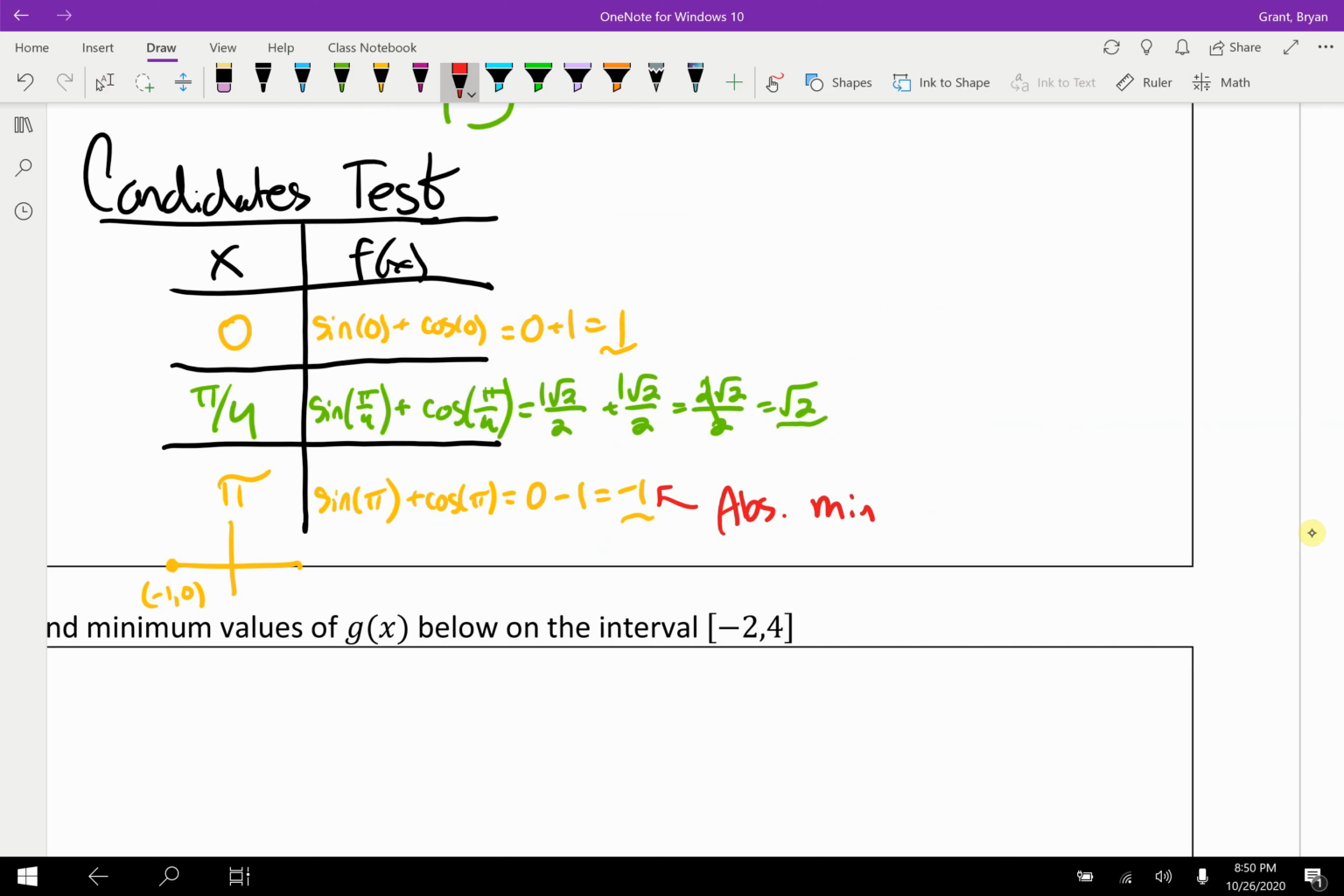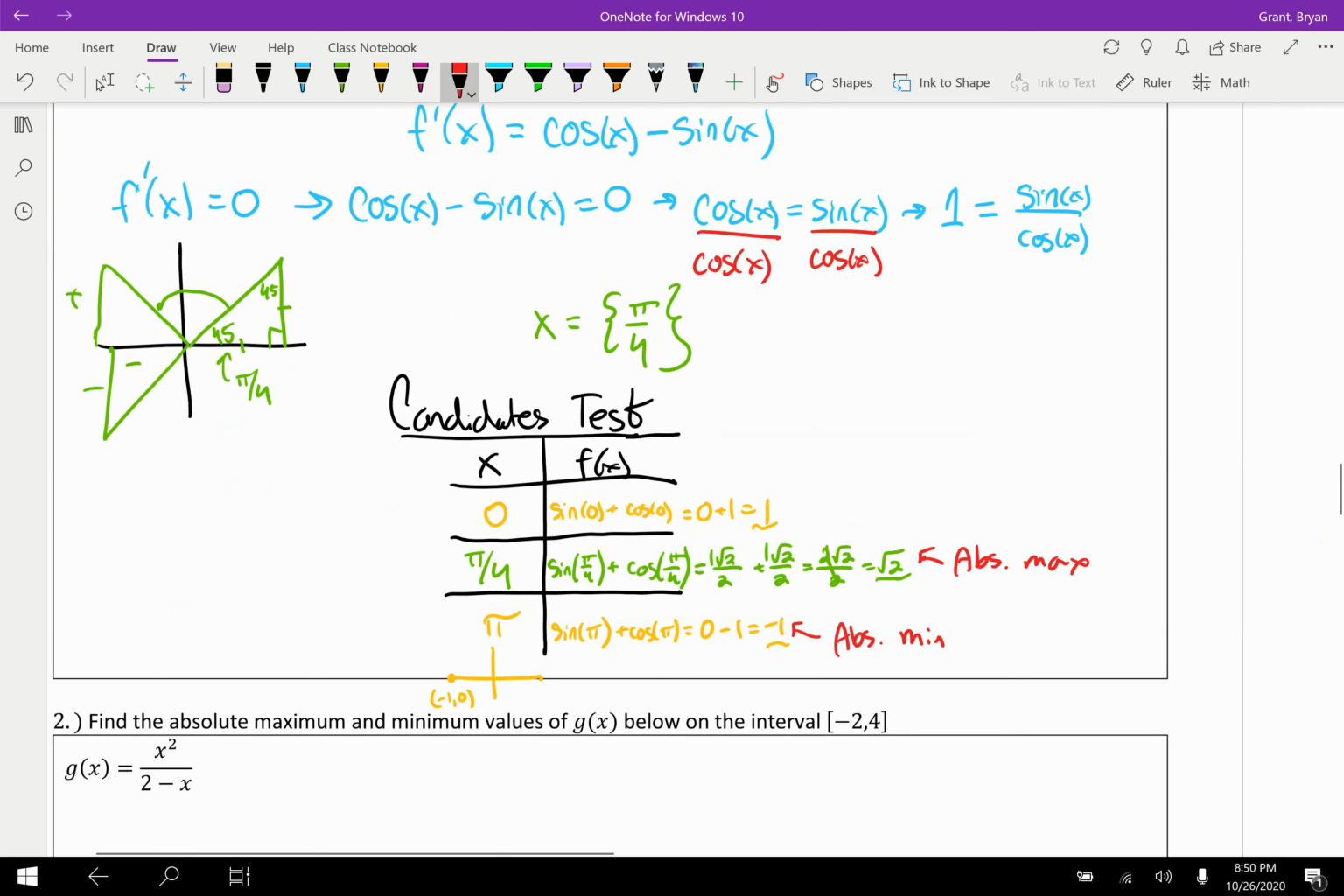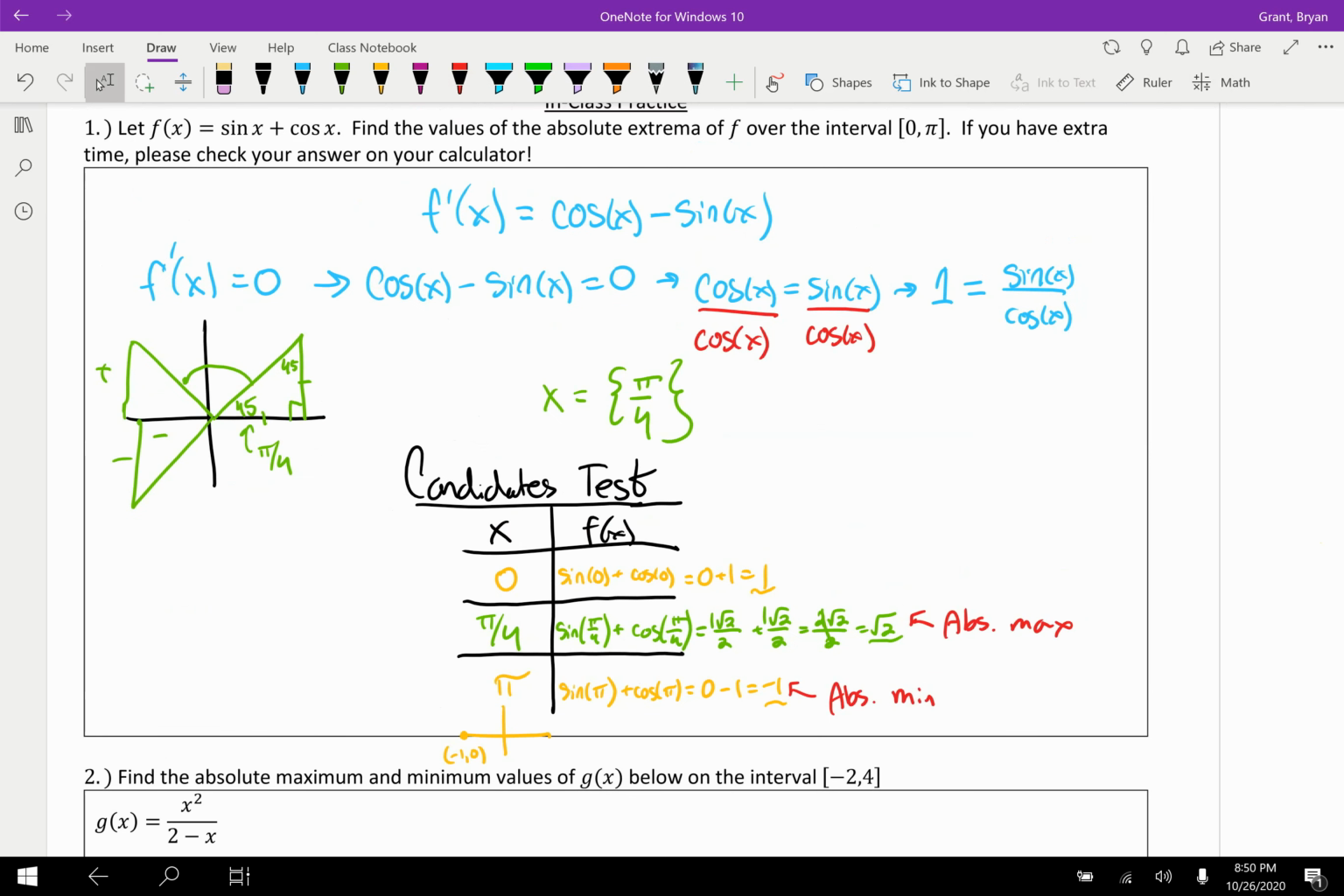What's larger, 1 or the square root of 2? Square root of 2 is larger. Square root of 1 is 1, so square root of 2 has to be bigger than that. The same way square root of 3 is larger. So this guy is our absolute max. And there's the candidates test, right? Really easy. We found the critical point. We set up the candidates test by taking the critical point and the endpoints, substituted them into the original equation, found the biggest value and the smallest.